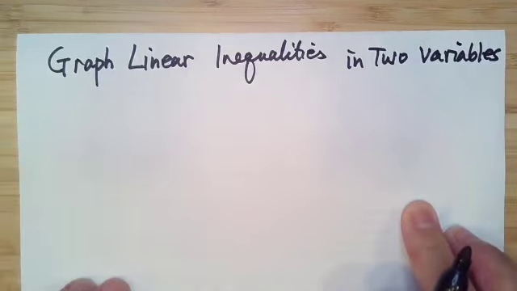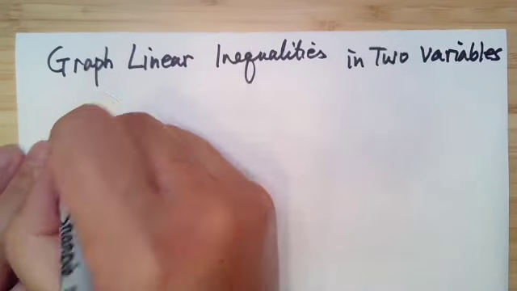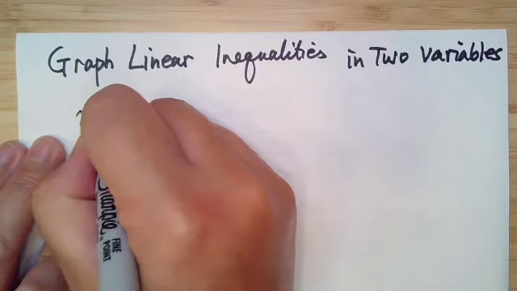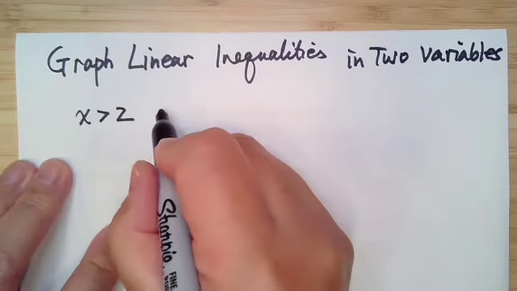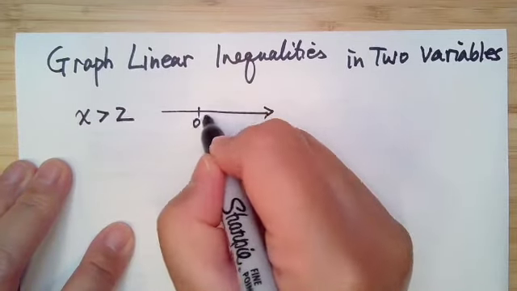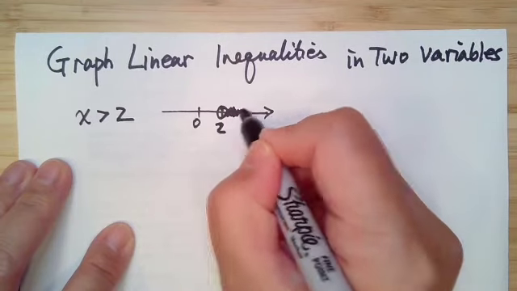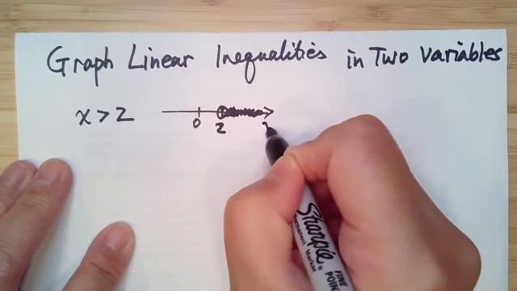What does that mean? If I ask you to show me the graph that x is greater than 2, you say, yeah, I can do that. I have a 0 and a 1, and here is that 2. So x is greater than 2. Right? We just learned this.